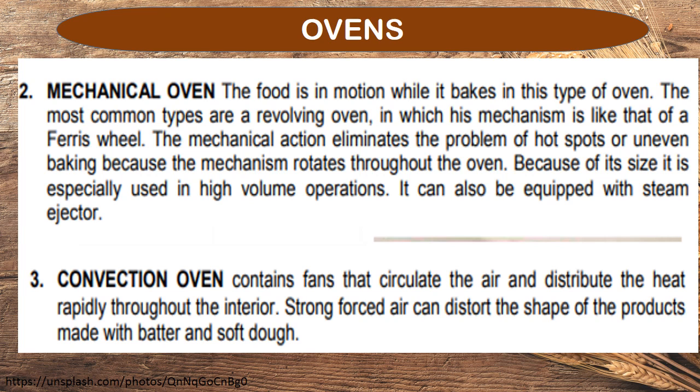Number 3, convection oven. Contains fans that circulate the air and distribute the heat rapidly throughout the interior. Strong forced air can distort the shape of the products made with butter and soft dough.